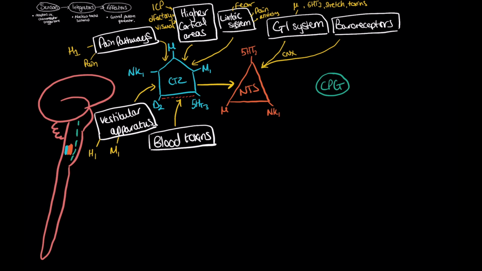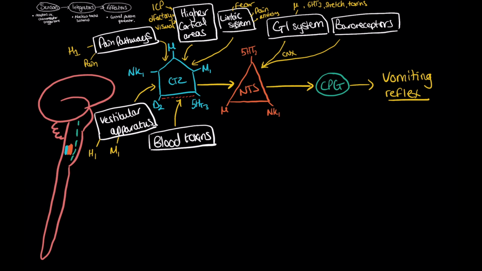And the Nucleus Tractus Solitarius is a triangle because it has 3 types of inputs and 3 different types of receptors. It's just a little aid to help you remember for the exam. The Nucleus Tractus Solitarius will relay the signals to the central pattern generator, which will trigger the vomiting reflex.